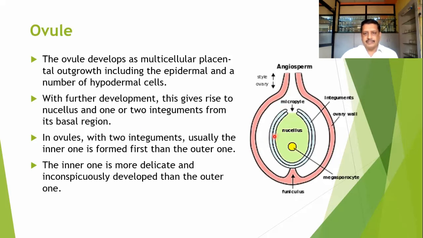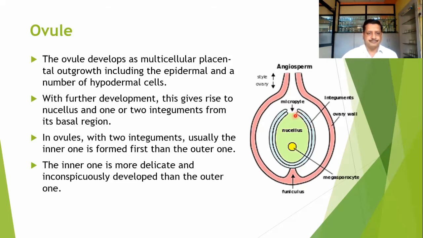So these are the integuments which are developed here, and these integuments are developed from the epidermal and the hypodermal cells. In the ovule, we find there are two integuments. Usually the inner one forms first and then the outer one. Here the inner one is more delicate, inconspicuously developed compared to the outer one. The outer one is quite sturdier and helps in protecting the megaspore inside, and the inner one is the delicate one.